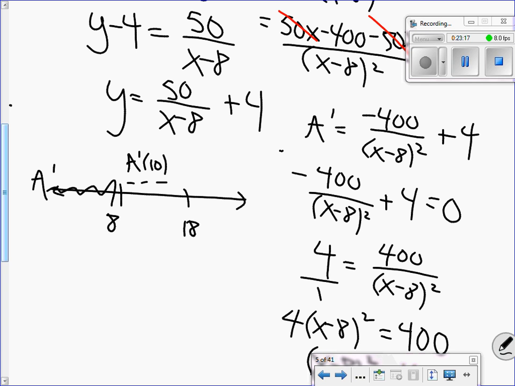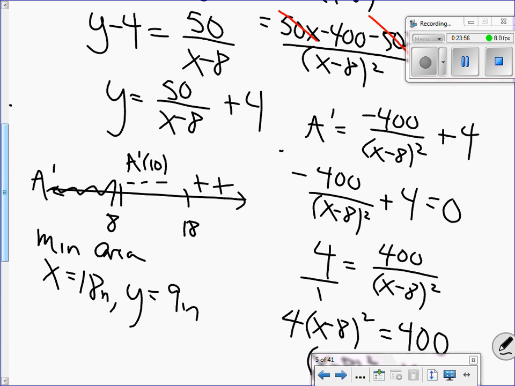You take a number greater than 18. Sure. Okay. You have 20 minus 12 squared, negative 400 over 144 plus 4. Oh, that's positive. So we have a minimum area when x equals 18. Oh, no, how would we get y? Yeah, we have what y equals in terms of x. What does that make y? 9. Because y equals 50 over (x minus 8) plus 4.